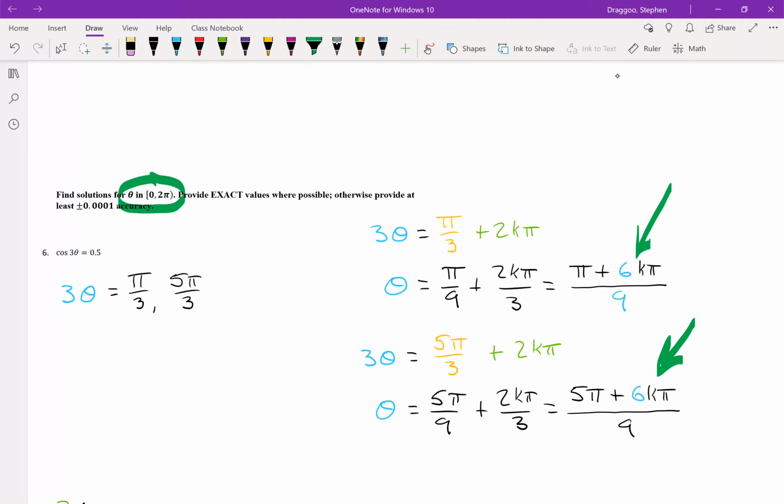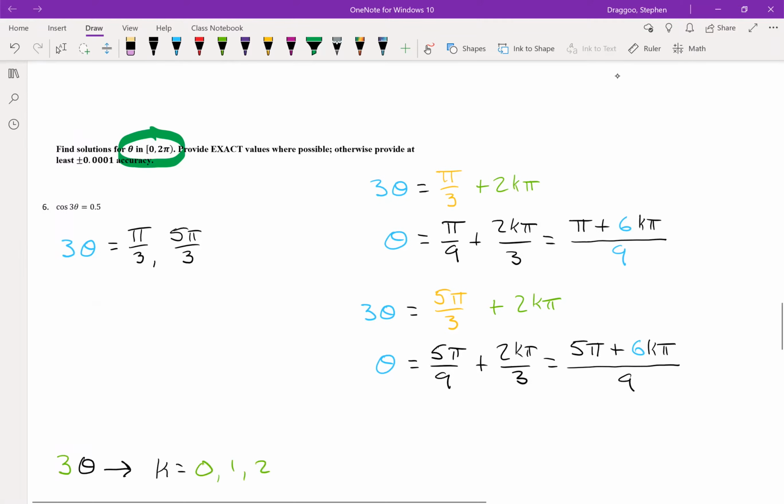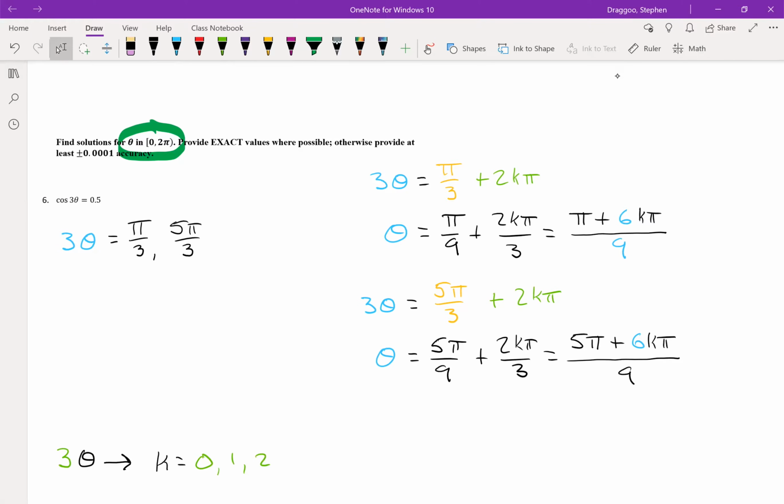And now I want to turn my attention to actually solving for all values of theta that are between 0 and 2 pi. So all values that are just within the unit circle. And I'm going to need these general equations to do it. So that means I'm going to pick specific values for k.